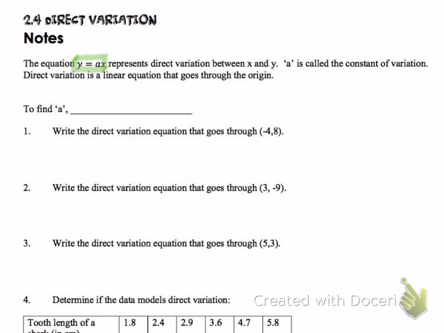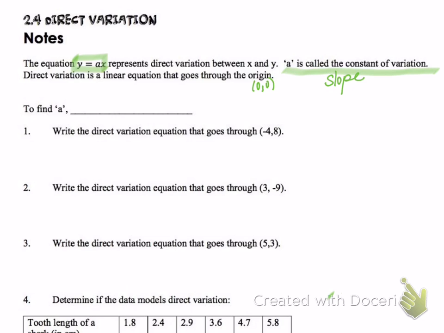So a is just essentially your slope, but it's also a fancy way that we now call it the constant of variation. But it's essentially the same thing as your slope. That's all that it is. Direct variation is a linear equation that goes through the origin. That just means that your y-intercept is 0, 0. So it's going to start at 0, 0 and then increase or decrease from there.